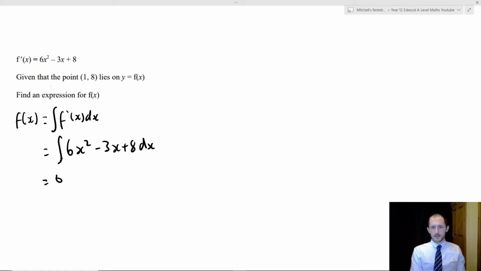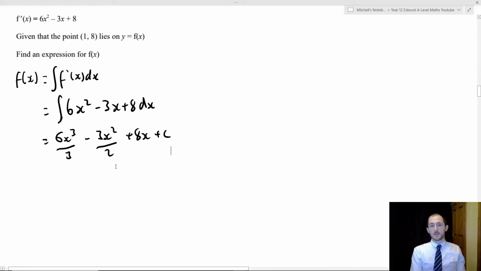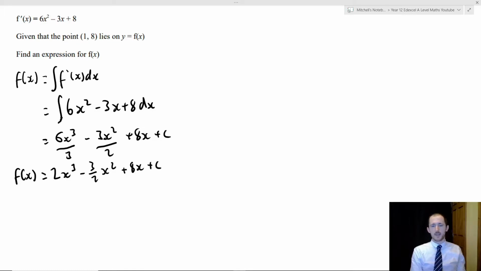So 6x cubed over 3 minus 3x squared over 2 plus 8x plus c. Now I'm going to simplify this first. So now we have f of x equals 6 over 3 is 2, 2x cubed minus 3 over 2 x squared plus 8x plus c. Now, some students leave it here and they don't get the full marks. You now need to find out what c equals.